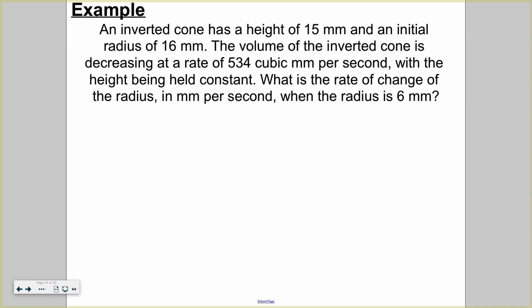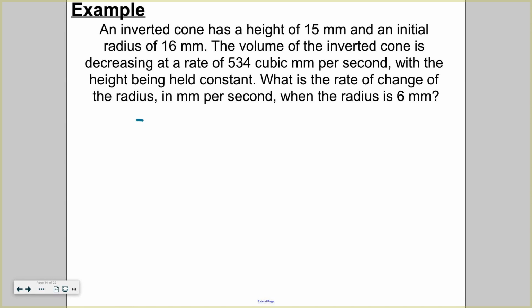Alright, an inverted cone has a height of 15 millimeters and an initial radius of 16 millimeters. The volume of the inverted cone is decreasing at a rate of 534 cubic millimeters per second, with the height being held constant. What is the rate of change of the radius in millimeters per second when the radius is 6 millimeters? Alright, so let's come on here.